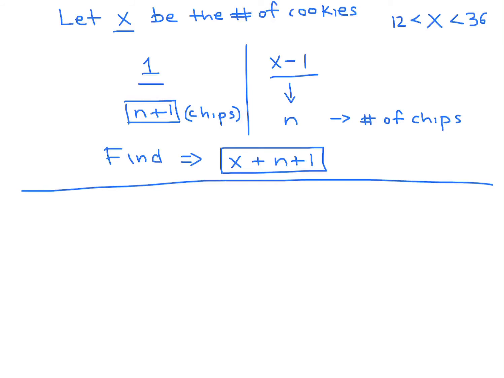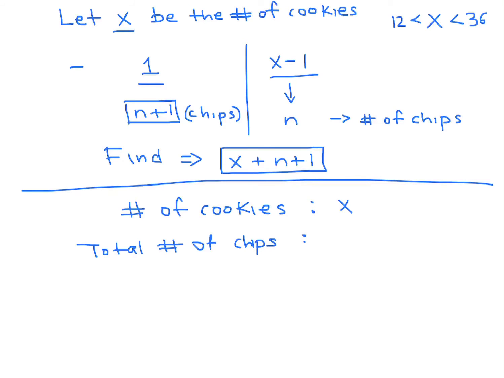So we know that the number of cookies we have is equal to x. And now we have to figure out the total number of chocolate chips. Well, with this lone cookie, we have n plus 1 chips. And with all of these cookies, x minus 1 of them, each of them has n chips. So that is the mathematical formula to figure out the total number of chips. So let's figure this out: n plus 1 plus xn minus n.